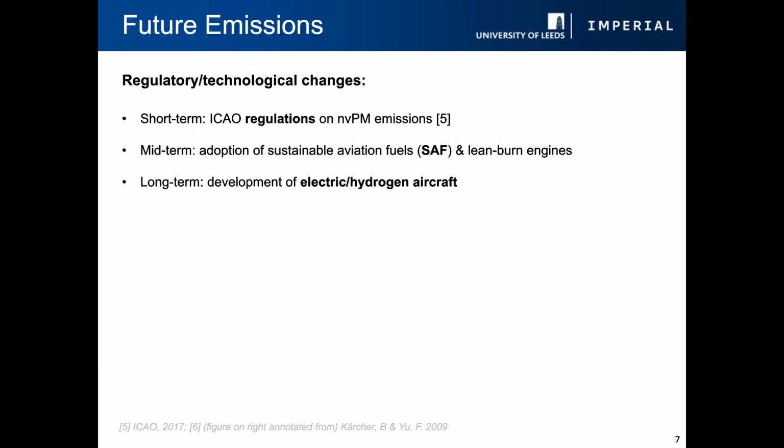In the midterm, there might be scale up of the adoption of sustainable aviation fuels and lean burn engines, which significantly reduce the soot particles and non-volatile particles coming from engines. And in the long term, we might have the introduction of new engine technologies such as hydrogen, where we wouldn't expect there to be any carbonaceous soot particles. And so could there still be a source of particles from those engines that might act as seeds for contrails?